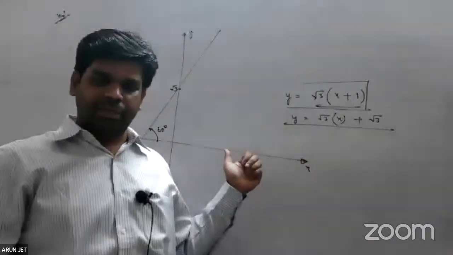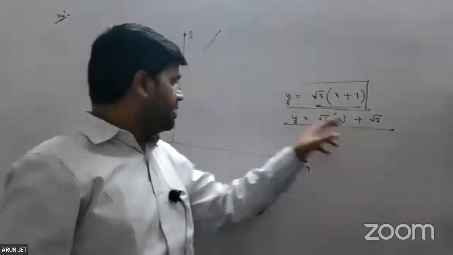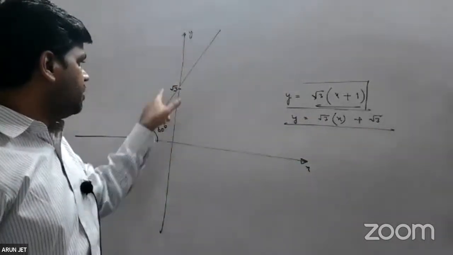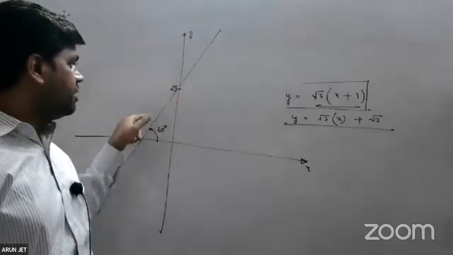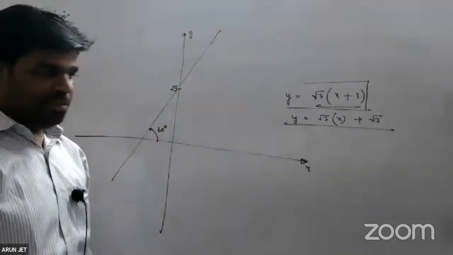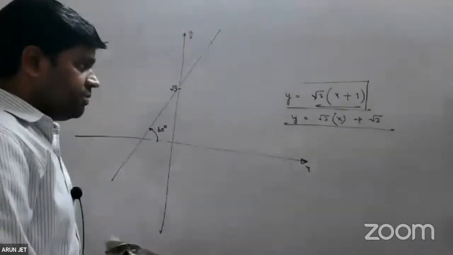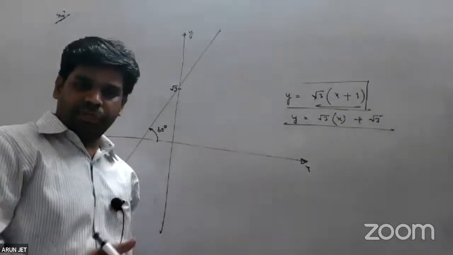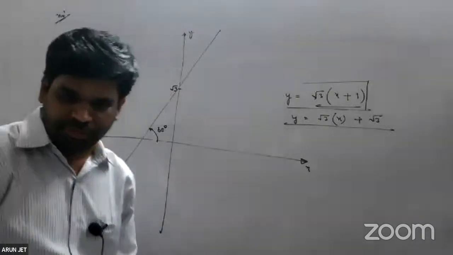Tan inverse m is the angle. For c, I just mark that c on the y-axis, and the angle on the x-axis, and draw the line. That's it. That's very simple. But there are curves which are not that simple. For that, we use transformations.